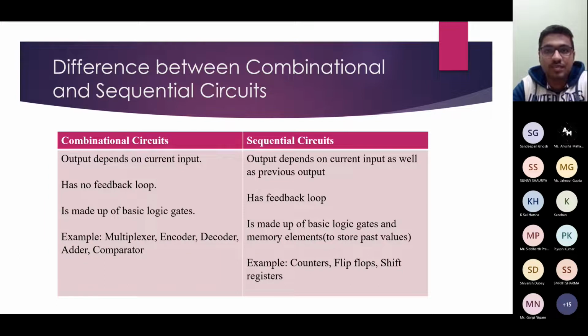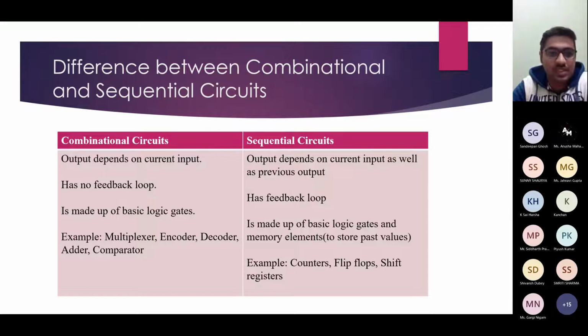Now the difference between combinational and sequential circuits. Combinational circuits have output which depends only on the current input, but sequential circuits have output which depends on the current input as well as the previous output. Combinational circuits have no feedback loop, but sequential circuits have a feedback loop. Combinational circuits are made up of basic logic gates, and sequential circuits are made of basic logic gates along with the memory elements. These memory elements are essentially the sequential circuits.